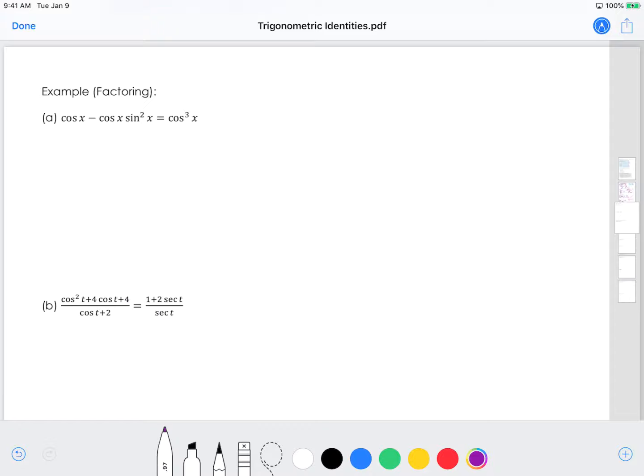The next technique we can use to prove identities is using factoring. So in part A, this left-hand side here, I can factor out a cosine x. And what would be left over would be 1 minus sine squared x. And I'm going to just bring down the cosine cubed x. Now, using the Pythagorean identity, I know that 1 minus sine squared x is equal to cosine squared x.